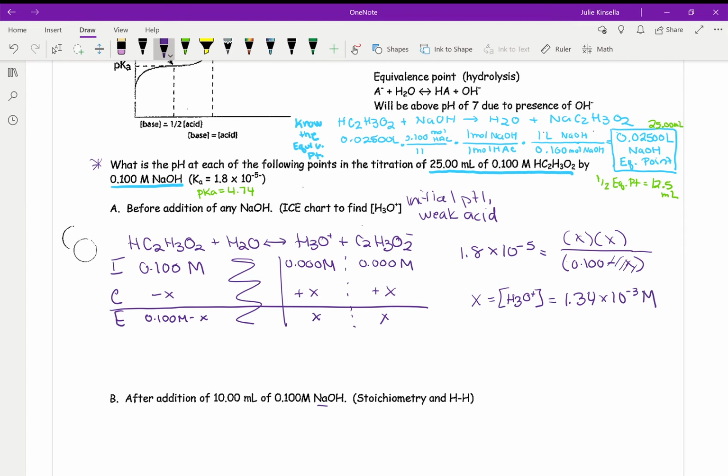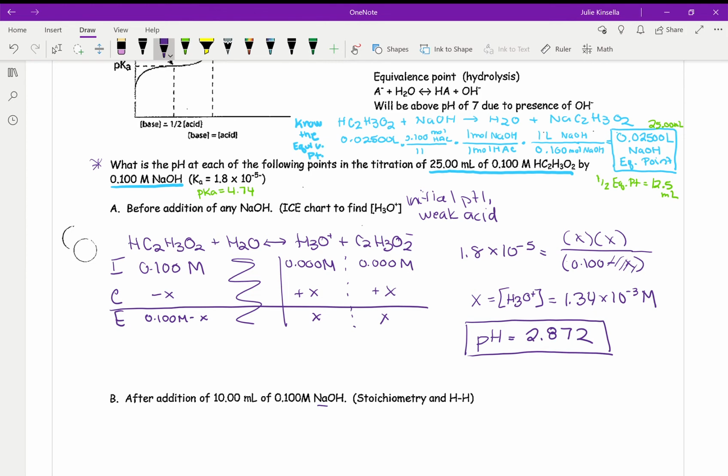And then I use my amount in my calculator. I didn't round it off when I actually was using it to calculate pH. When I take the negative log of that calculator answer, the pH that I get is 2.872. Okay, so this would be the pH of my weak acid before I start the titration.